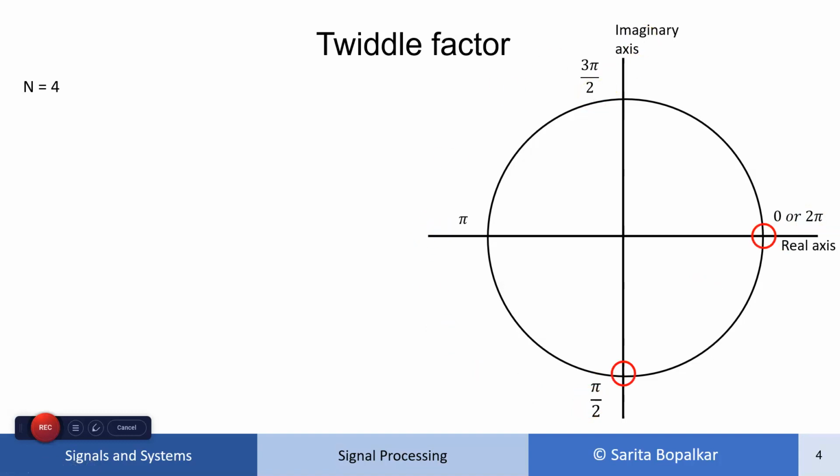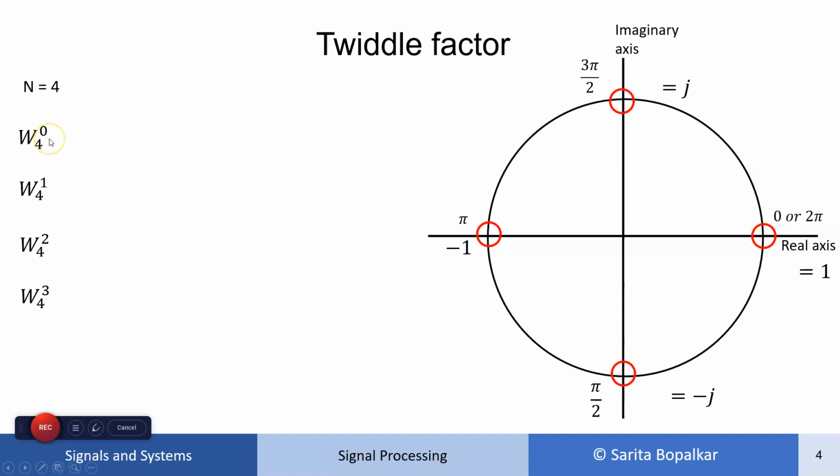First, second, third, fourth. These are the 4 samples. What are the values? We know real values 1 and -1 at 0 and pi. Then for imaginary, at pi by 2 and 3 pi by 2, they are -j and j. Let's check twiddle factor values: 4 twiddle factors W40, W41, W42 and W43.